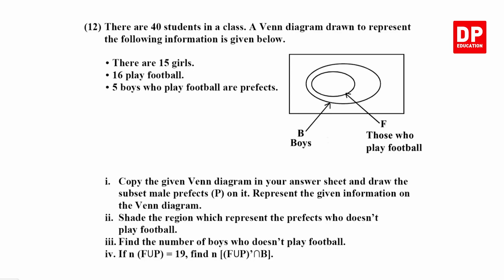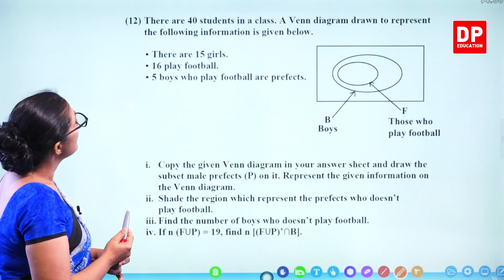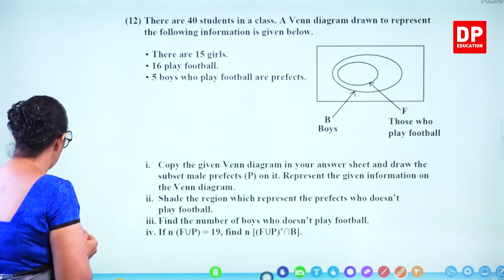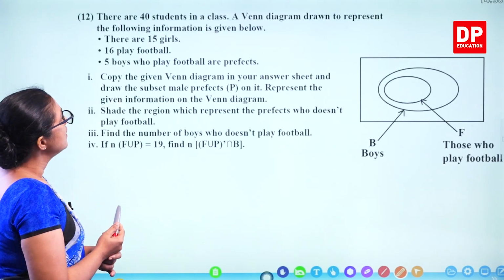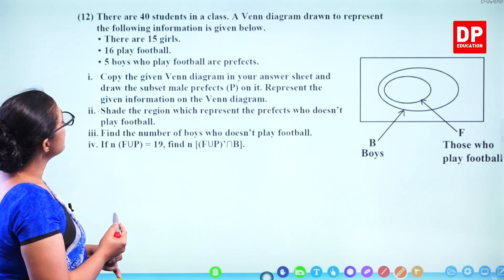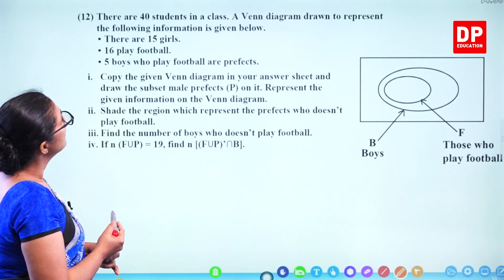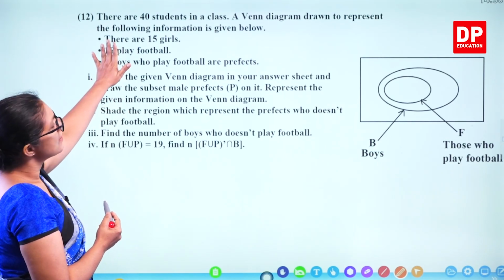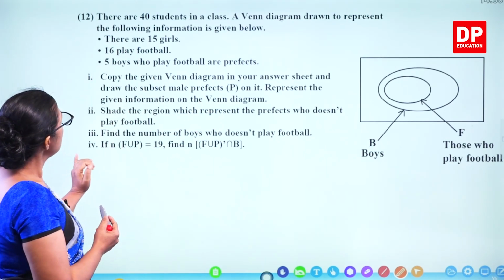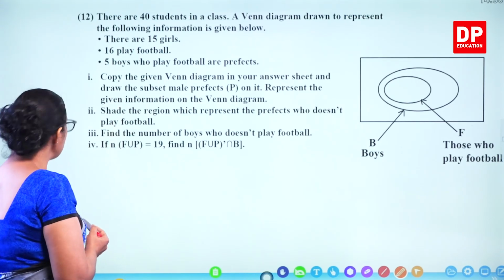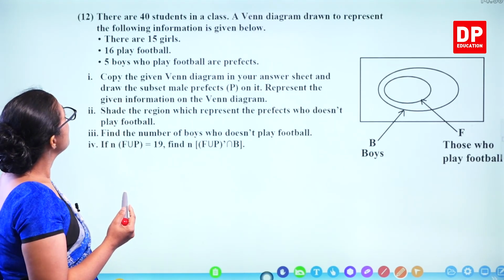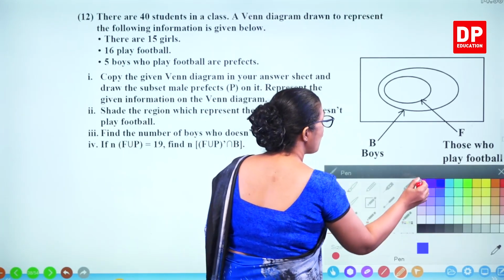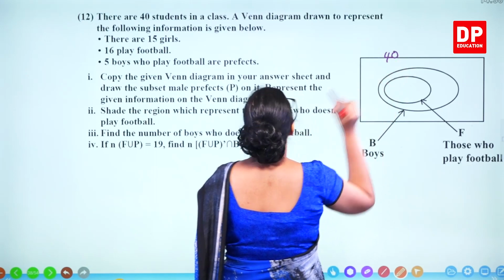Now we'll look at the last question in the paper. That's about Venn diagrams. We'll do that step by step. There are 40 students in the class. You can first write down the information and you need to prove that. So here we'll mark all the information. There are 40 students in the class, so we can mark 40 here.